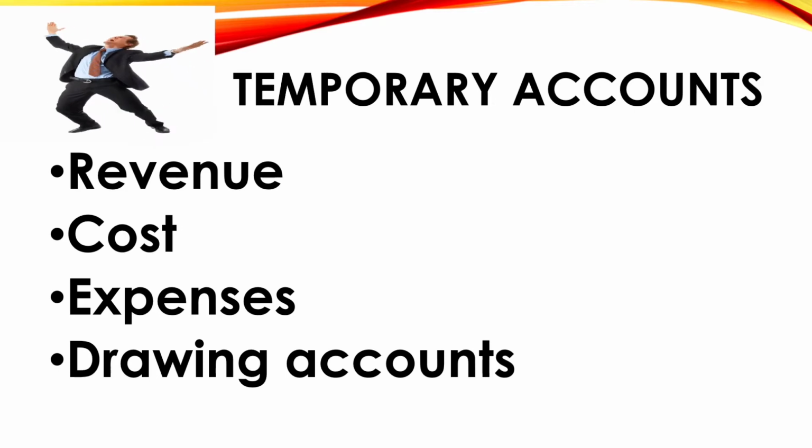Okay? So revenue, such as your sales and sales returns and allowances, those types of accounts, we bring back to zero or close because they will not be used for the next accounting period. Cost, such as purchases and the contra accounts of purchases, we also zero. Once they are purchased, we will not use that amount for the next accounting period.